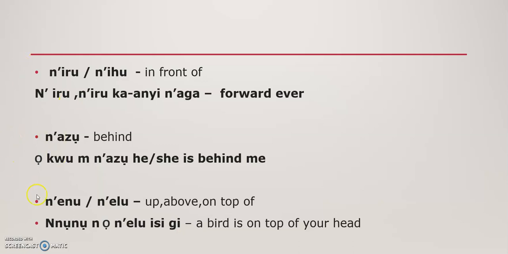N'azụ, which is behind. Ọkwụm. N'azụ. I was trying to get my pen, so I was a little bit distracted. Ọkwụm. N'azụ. Which means he or she is behind me.